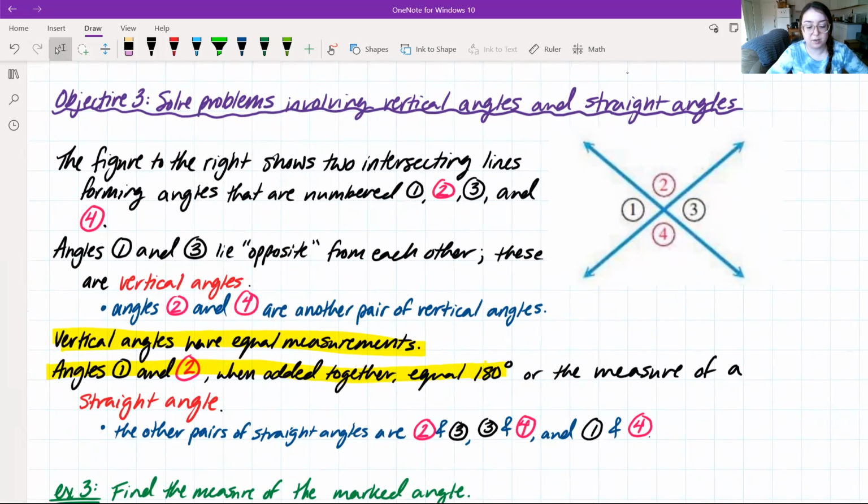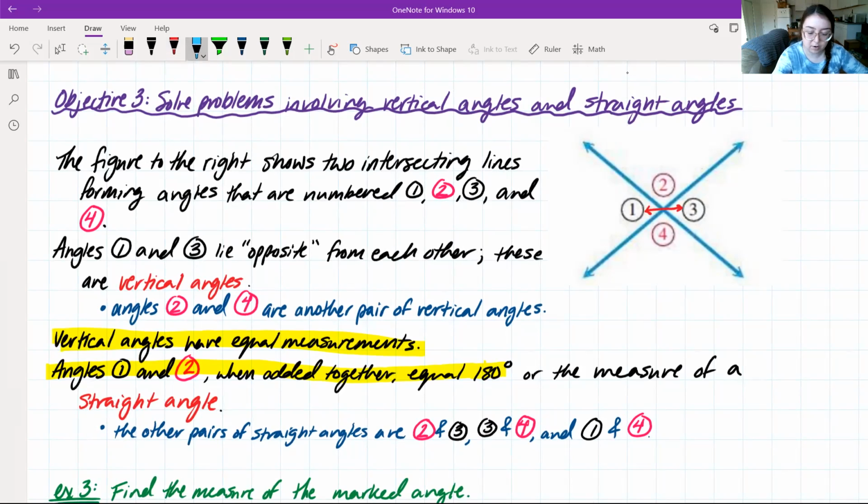So we're saying that the figure to the right shows two intersecting lines forming angles that are numbered 1, 2, 3, and 4. So each one of our numbers represents an angle. Angles 1 and 3 lie opposite from each other, and these are vertical angles. So 1 and 3 are opposite, or they are across the cross. So these are called vertical angles.